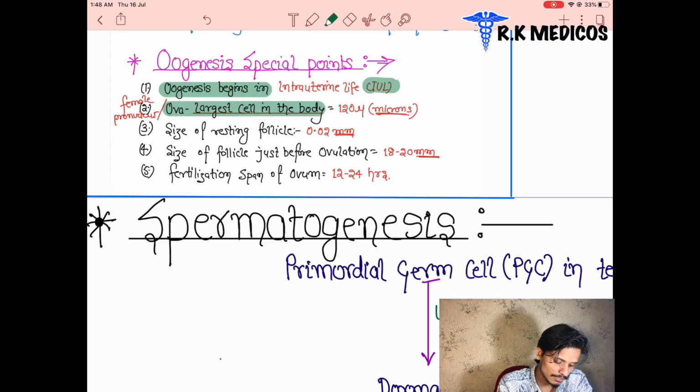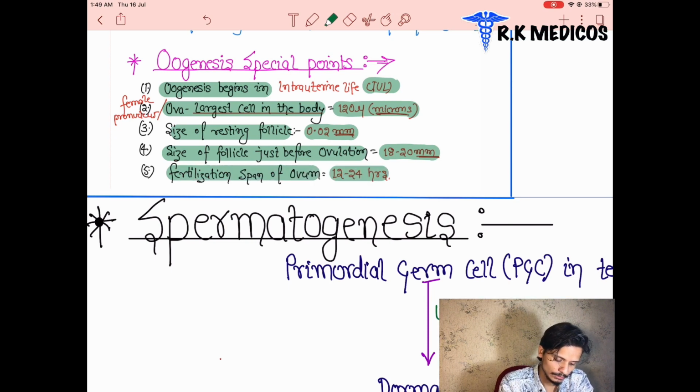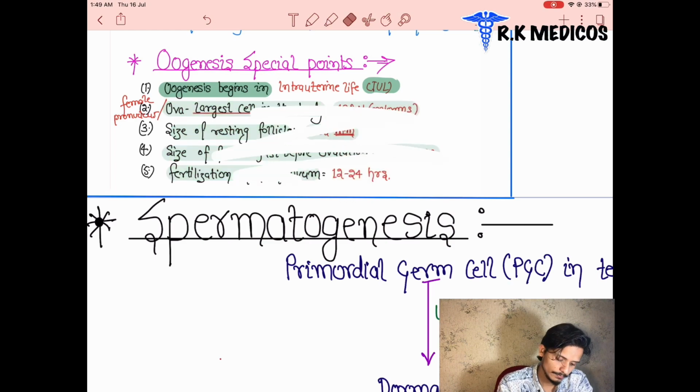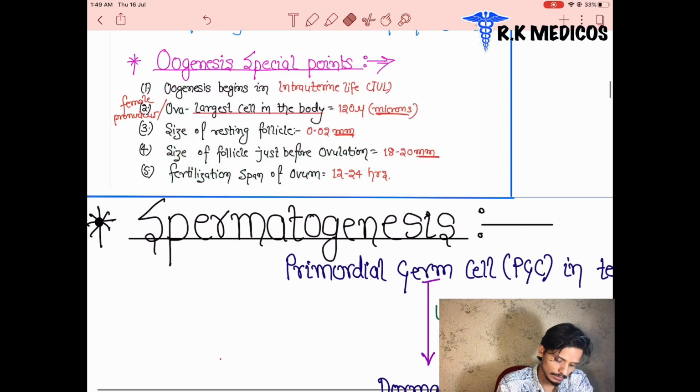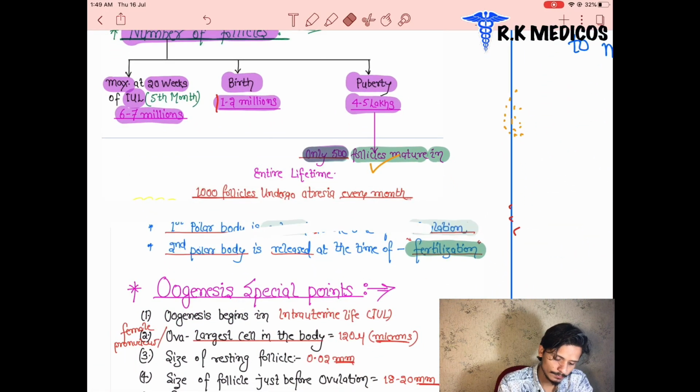Next, the size of a resting follicle: when the follicle is in the resting stage, it is 0.02 millimeter. The size of the follicle just before ovulation is 18 to 20 millimeter, and the fertilization span of any ovum is 12 to 24 hours. They wait for the sperm. After that, they are converted into corpus luteum. This is all you have to memorize.